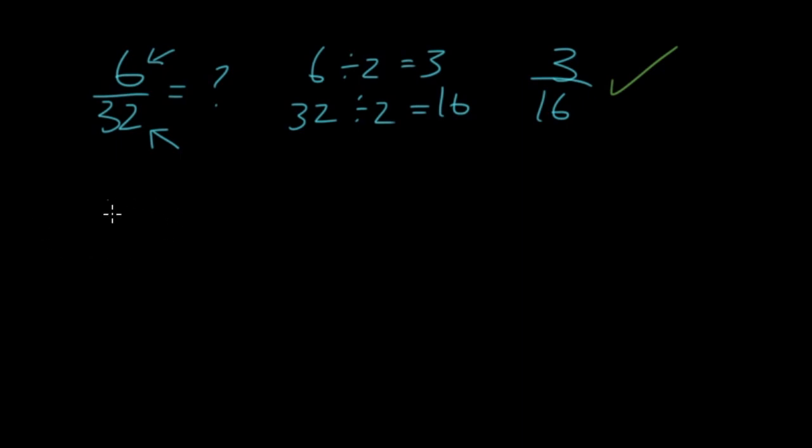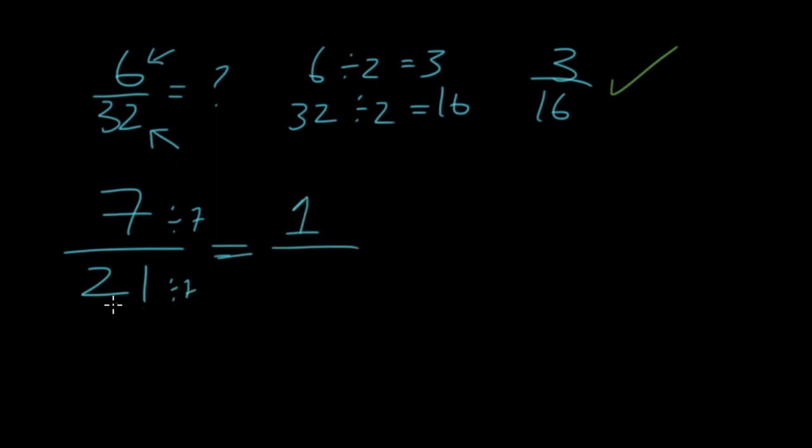Okay, now what if we tried another one? What if we had odd numbers? What if we had 7 over 21? Now, what are the divisors of 7? We have 7 and we have 1. And 21 has 3 and 7. And since we know that they're both divisible by 7, let's do that. Divided by 7, divided by 7. 7 divided by 7 is 1. 21 divided by 7 is 3. So it's equivalent to 1 over 3.